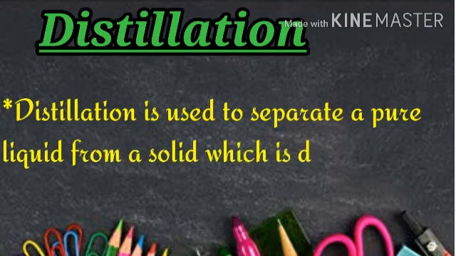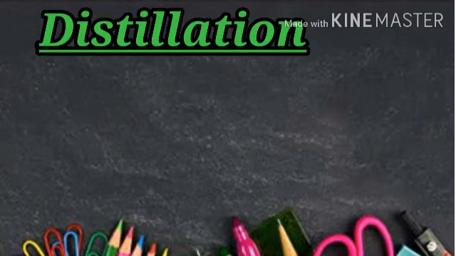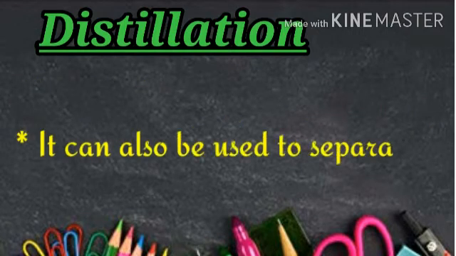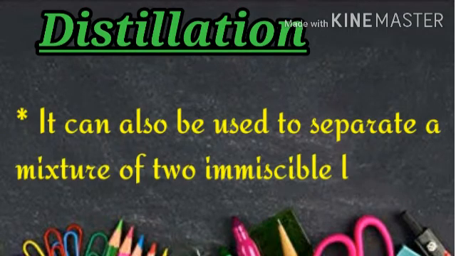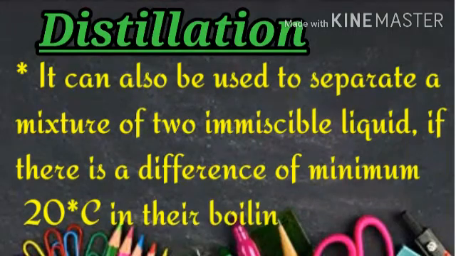Now the question arises where we can use distillation as a method of separation. This method, distillation, is used to separate a pure liquid from a solid which is dissolved in it, and it can also be used to separate a mixture of two miscible liquids only if there is a difference of minimum 20 degrees Celsius in their boiling points.